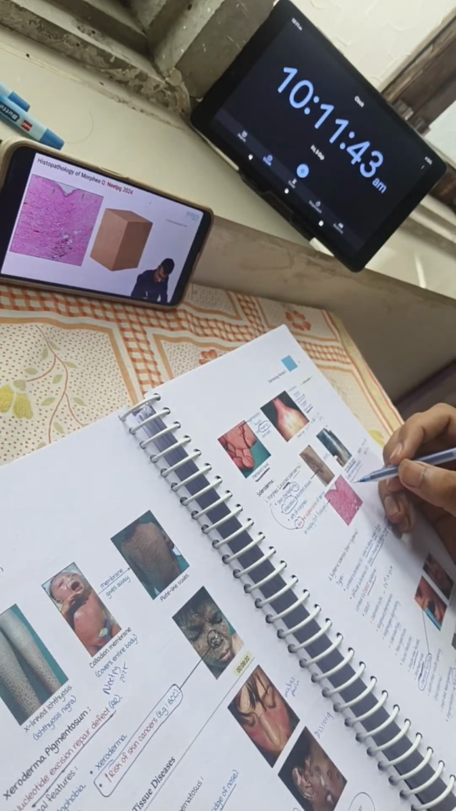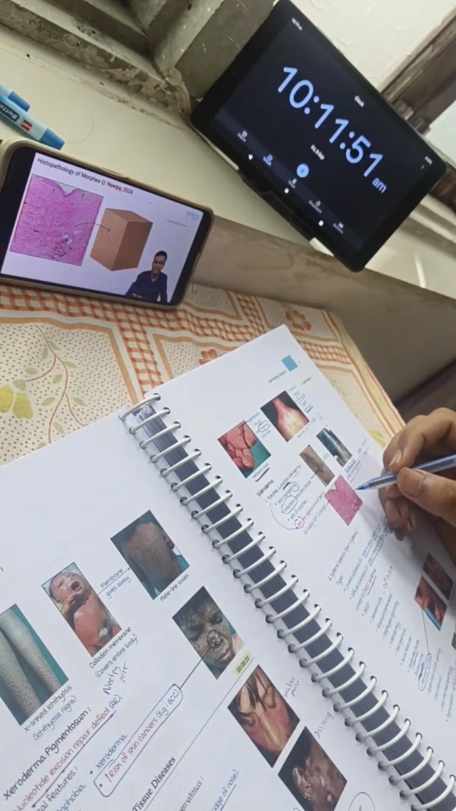Now here you can see the squared off edges of morphea with a lot of collagen fibers which are deposited here, and this resembles a box-like appearance. That's a very characteristic feature of morphea.